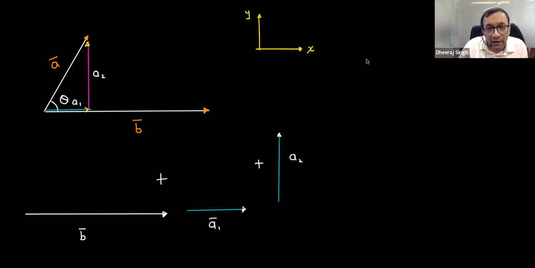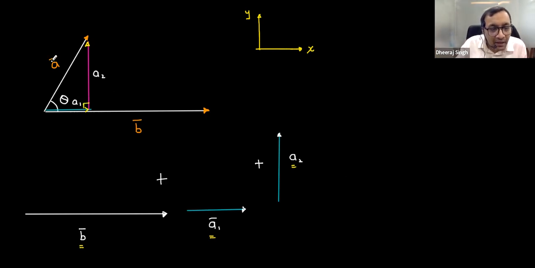Right. Now tell me what I'll add first. I'll first add B and A1 and then I'll add A2. So what is A1? Length of A1 is what? Okay, someone is saying A1 is a part of B. Why are you saying A1 is a part of B? A1 is a different vector. A1 is a component of A. I have just drawn it on top of B, but that doesn't make it a part of B. B is a different vector. So what is A1?